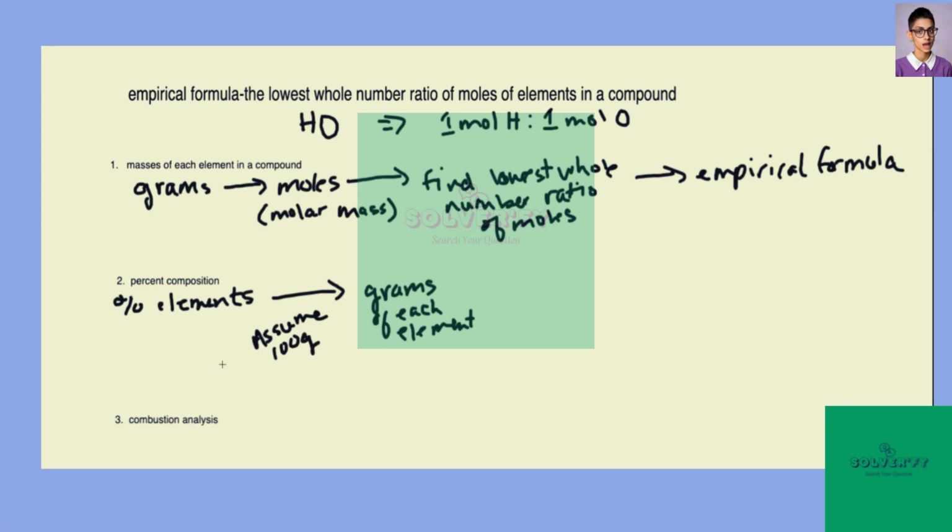So if you have 100 grams of a compound, multiplying it by its percent will tell you the grams of each element. You can then change to moles using the molar mass, find the whole number ratio, and then finally the empirical formula.